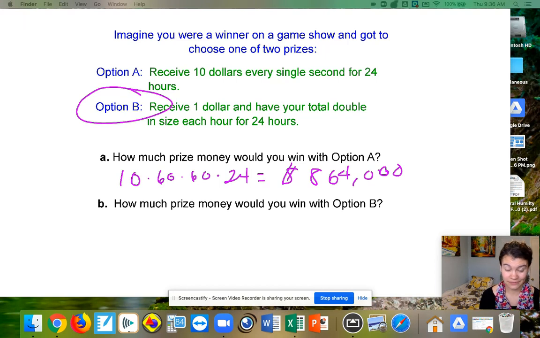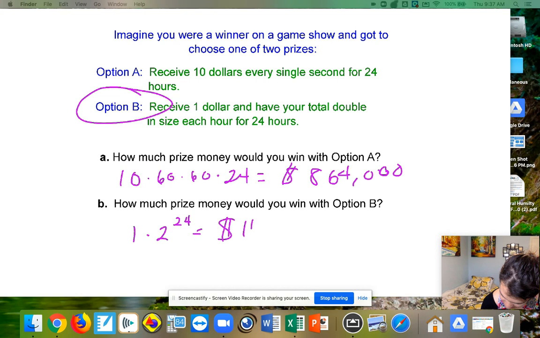The next option, you're getting $1, and then it doubles, so you're multiplying by 2 every hour. So there's 24 hours, you multiply by 2 24 times, or 2 to the 24th. Multiply this out, you'll get 16,777,216. So definitely a higher rate.